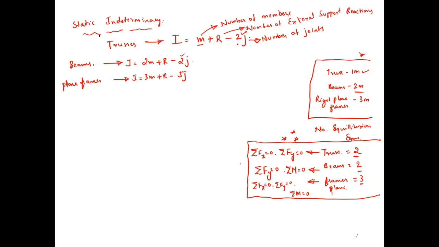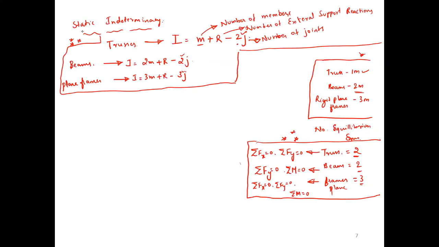See, you can expect a question directly in your MCQ. So this is also very, very important. Please make a note. For trusses, m plus r minus 2j. For beams, 2m plus r minus 2j. For frames, 3m plus r minus 3j.